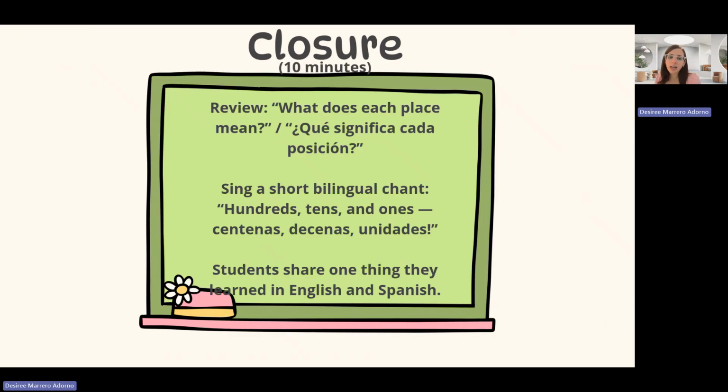The closure of my class will be a review of everything that we discussed, of what does each place mean. I have a really good song that they loved about the hundreds, tens and ones, centenas, decenas, unidades, and they loved it, and we just sing it, and it's something really good with them to understand the concepts. And they can share something either in English or in Spanish that they learned from the class.